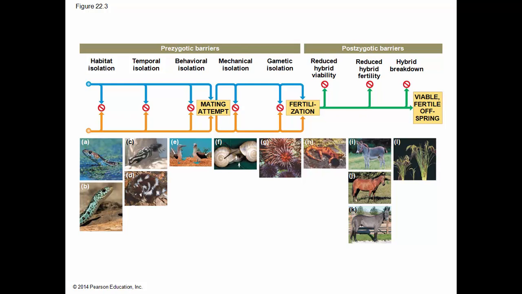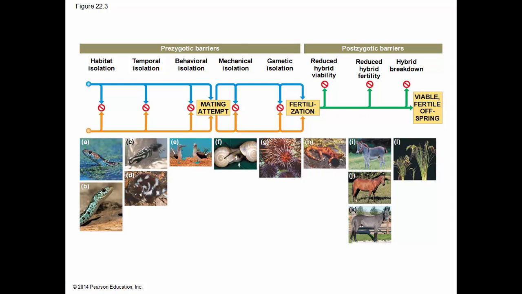Now here's a chart that shows on one page pre-zygotic barriers compared with post-zygotic barriers. Pre-zygotic barriers are those barriers that prevent fertilization, and post-zygotic barriers are those that act after fertilization. When the organism is hatched or born, it may experience reduced viability.